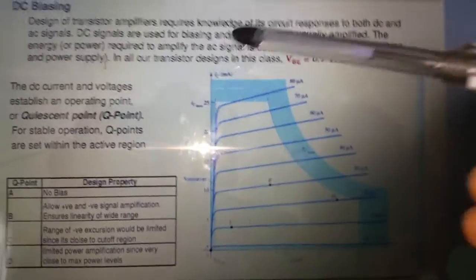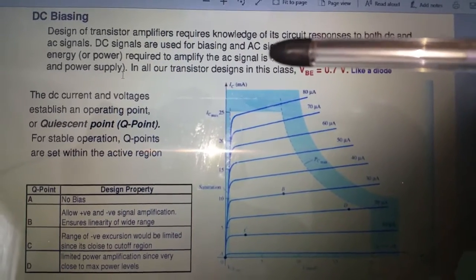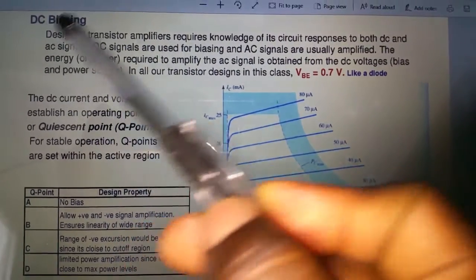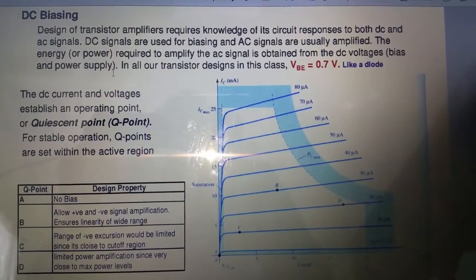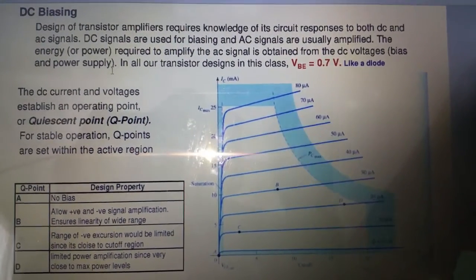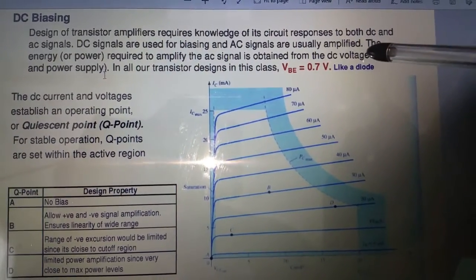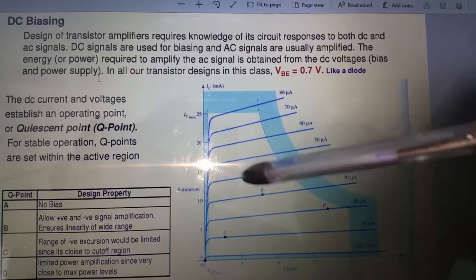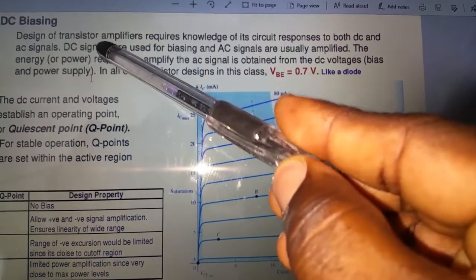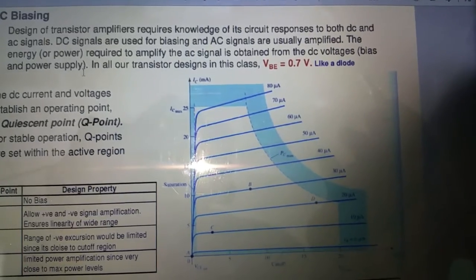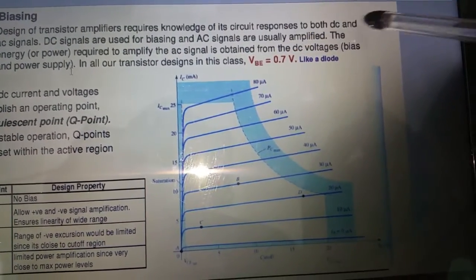I'm not going to read through everything, but I'm going to give a brief explanation of what is happening on this slide. We're talking about DC biasing, and you know that DC biasing is when you add an external DC source. So DC signals are used for biasing. AC signals are usually amplified. So in an amplifier or in a circuit with a transistor, we use a DC just to bias, to turn on the transistor, but we normally amplify AC signals.